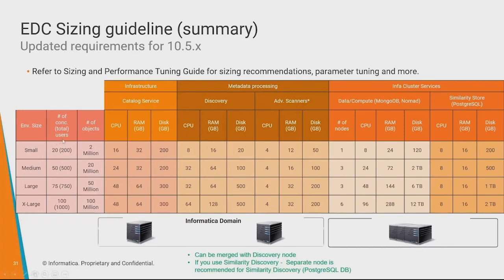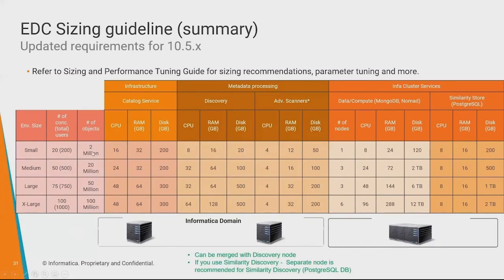And the way we categorize this is based on the number of concurrent users. Is it going to be 20 concurrent users and 200 total users, or a medium size with 50 concurrent users and 500 total users? So that's one criteria. And then the number of objects, which means the assets in the data catalog.